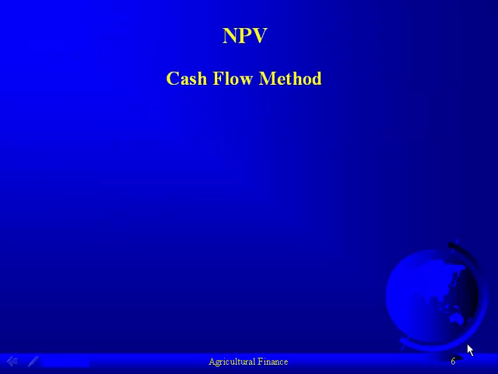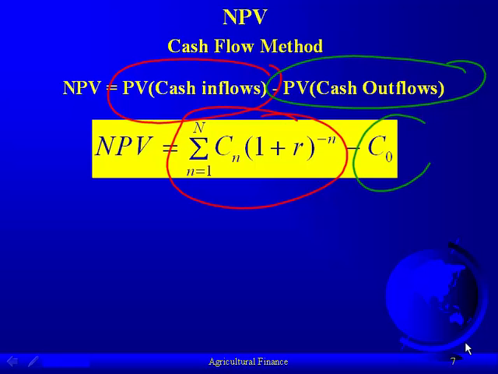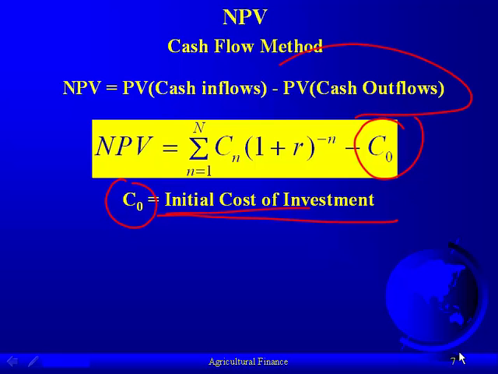Okay, looking at the net present value, we're going to focus on the cash flow method of calculating the net present value. If you look at this, you see that the present value of the cash inflows is captured in what I've circled in red. And the present value of the cash outflows is circled in green. This cash outflow, which we represent as C0, the cash flow today, is the initial cost of investment, which is the present value of cash outflows.